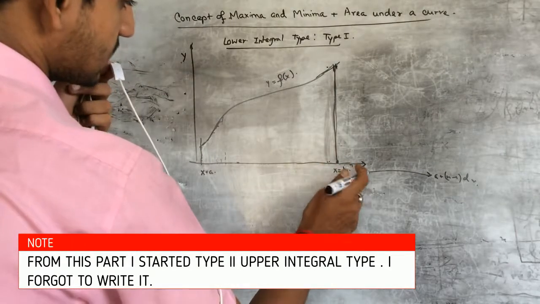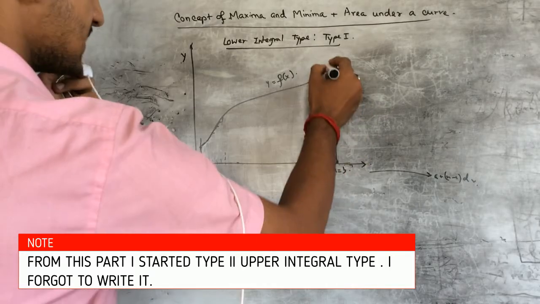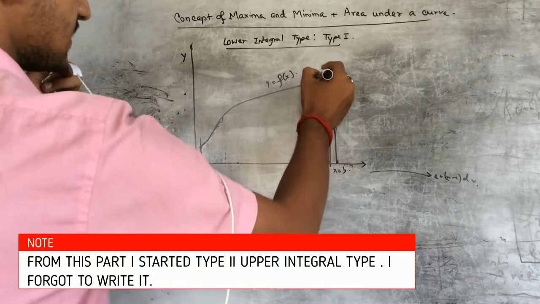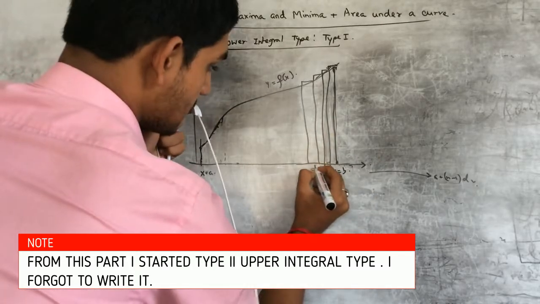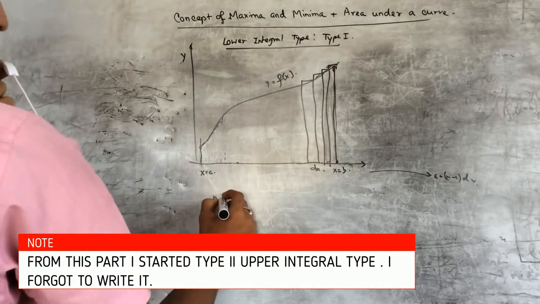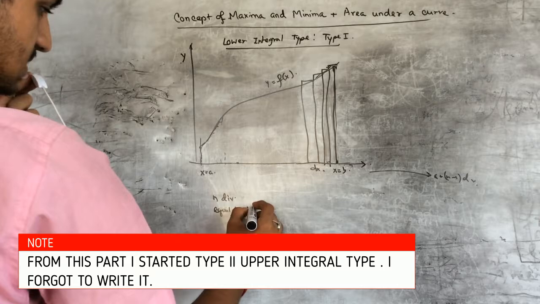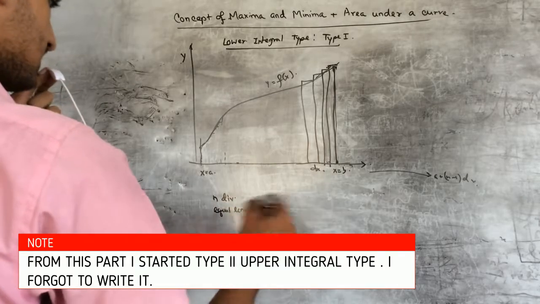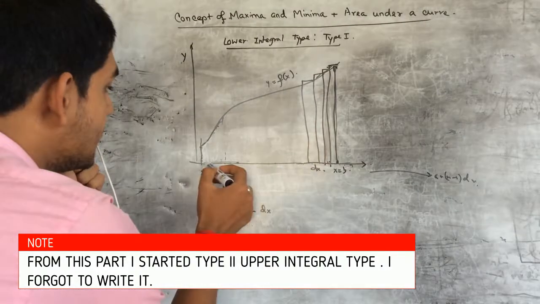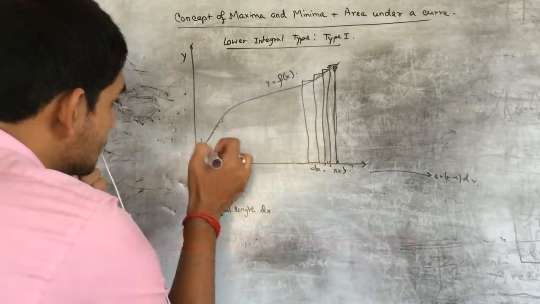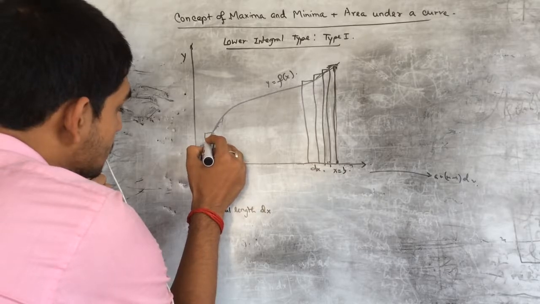Now we take from the x equals b end, that is, we will have the first rectangle like this, then the second rectangle like this, then the third rectangle like this, the fourth rectangle like this, each of equal length dx, and we divide into equal divisions of length dx and start from x equals b. So when we come to the end, we'll have this, the previous one like this and this.